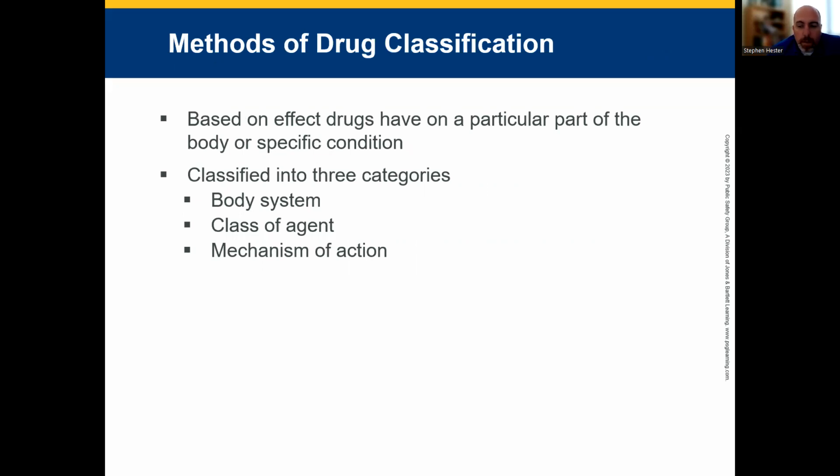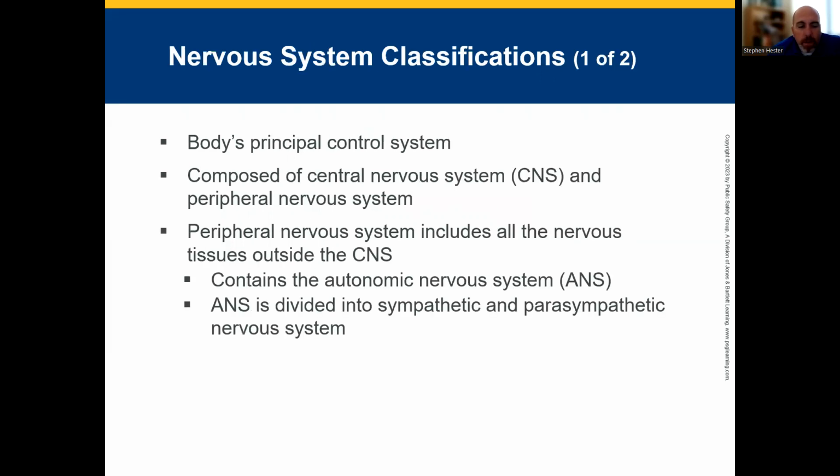Okay. They can have effects on the body system, the class of the agent, and the mechanism of action. So it can have an effect on your central nervous system, your peripheral nervous system, your autonomic nervous system. So you need to make sure that you know how it's going to act, when it's going to act. Is it going to cause that fight or flight response to occur?